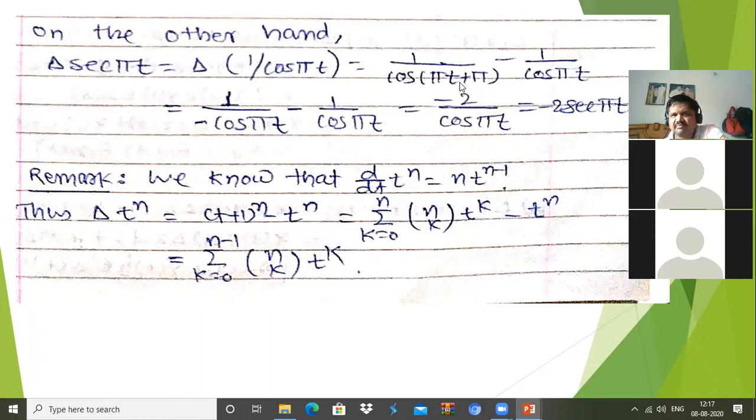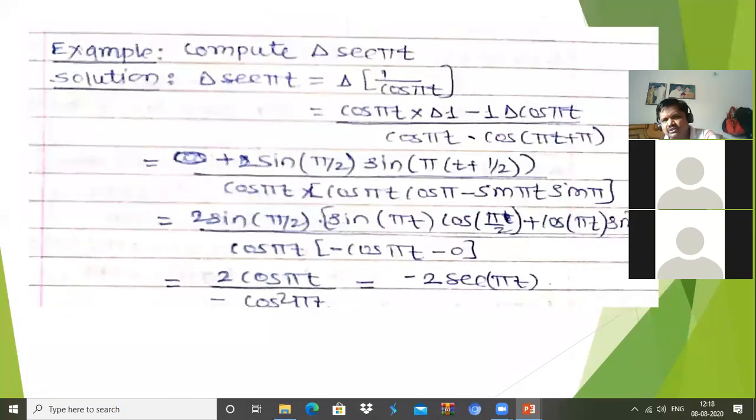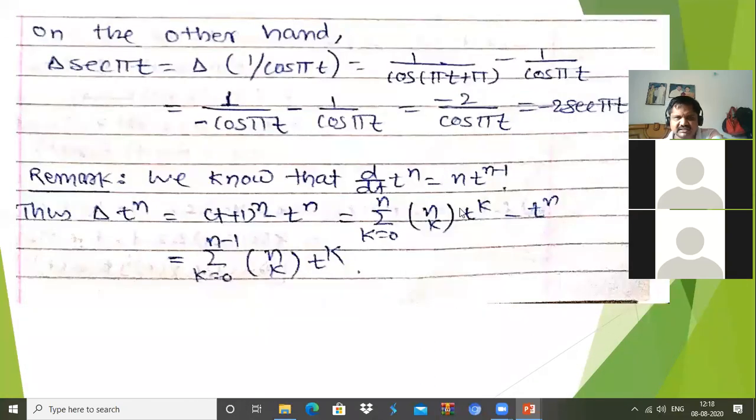So cos pi t plus pi, what is it? Minus of cos pi t, which can be written as cos pi t into cos pi minus sin pi t into sin pi. As sin pi is 0, the second term becomes 0, so we only get minus cos pi t. So 1 upon minus cos pi t, minus 1 upon cos pi t as it is. Both having minus sign, you will directly get minus 2 upon cos pi t, and minus 2 upon cos pi t is nothing but minus 2 sec pi t. So in both ways you will get the same result.